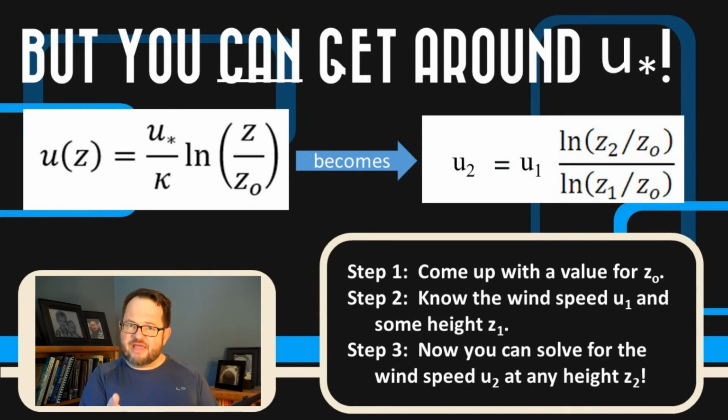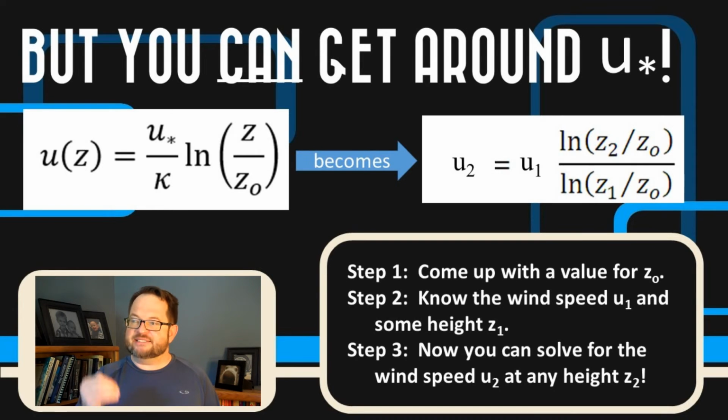If you could come up with some value of z naught, which, okay, we don't measure z naught, but we have this trick about using semi-log paper to figure it out, or we could just say, hey, we're talking about grassland or field, we'll look up a table and see what a value of z naught is. We can come up with that. That's not that big of a deal.